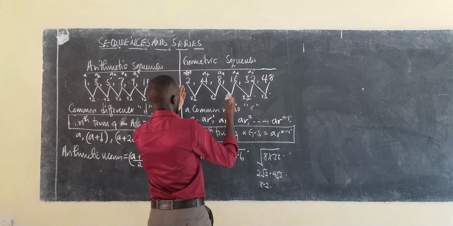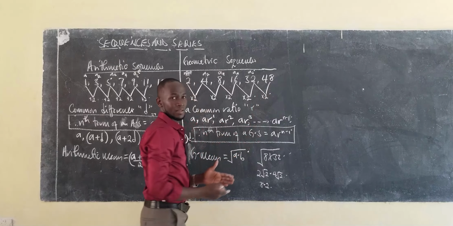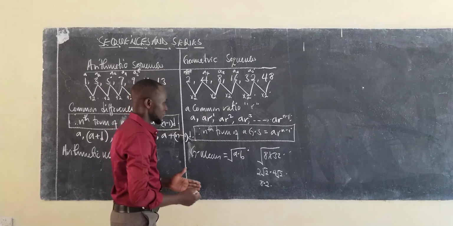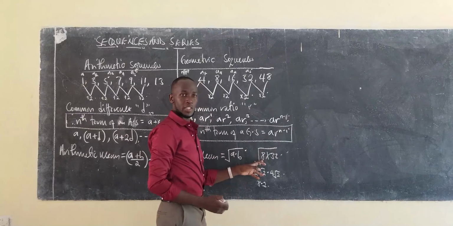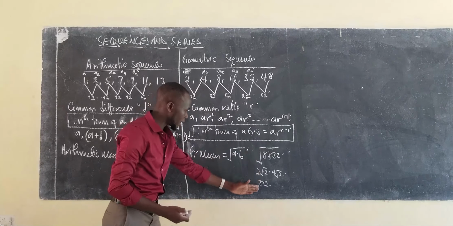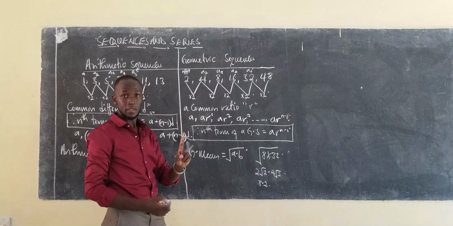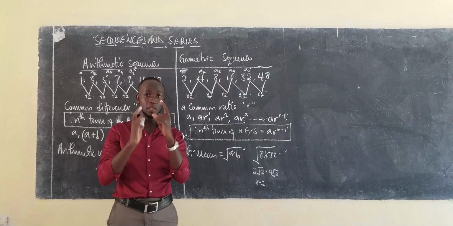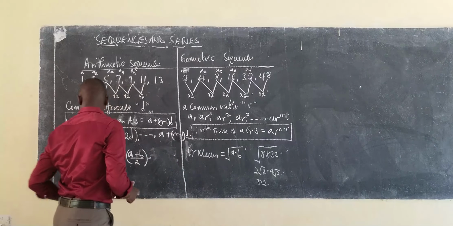If they ask you the geometric mean of 2 and 48, it is just fine. You just say the square root of 2 times 48. After doing that, do the calculation. The square root that you get will define the number that is in between these two values asked from you.